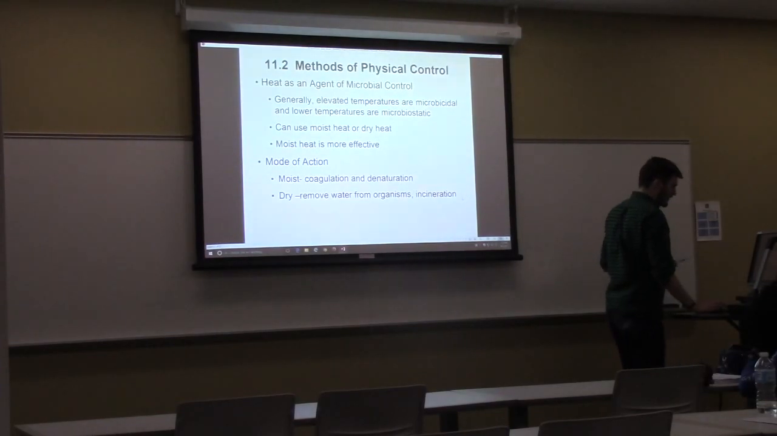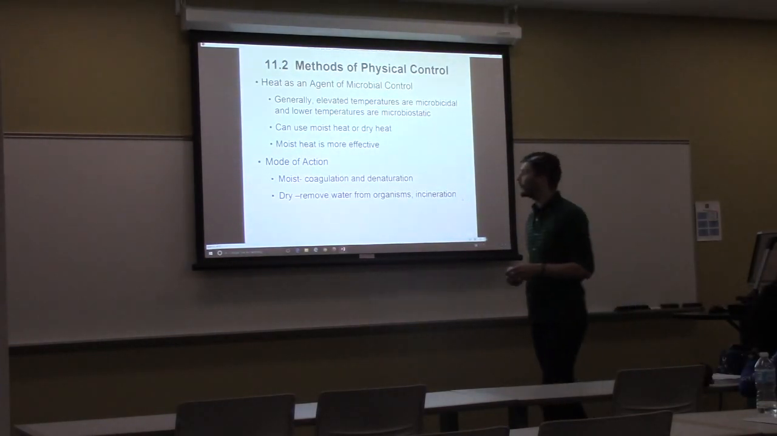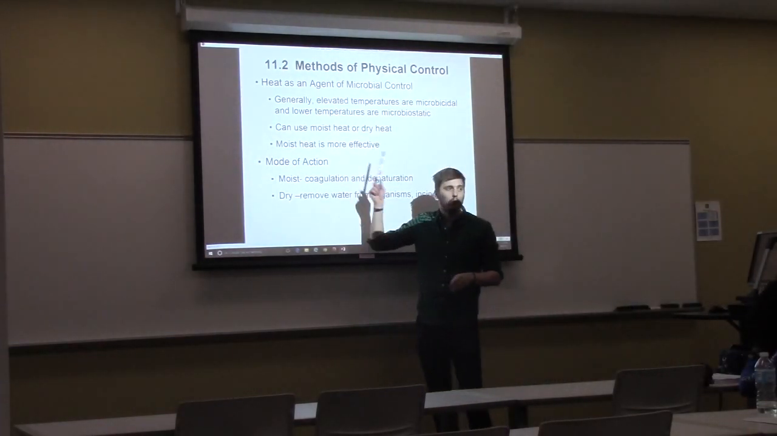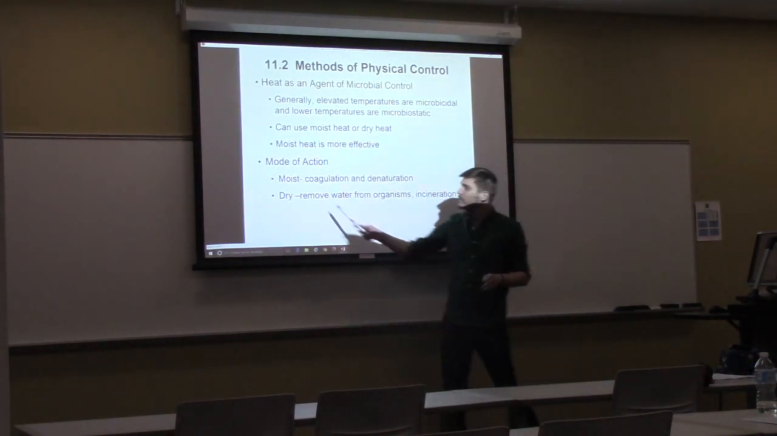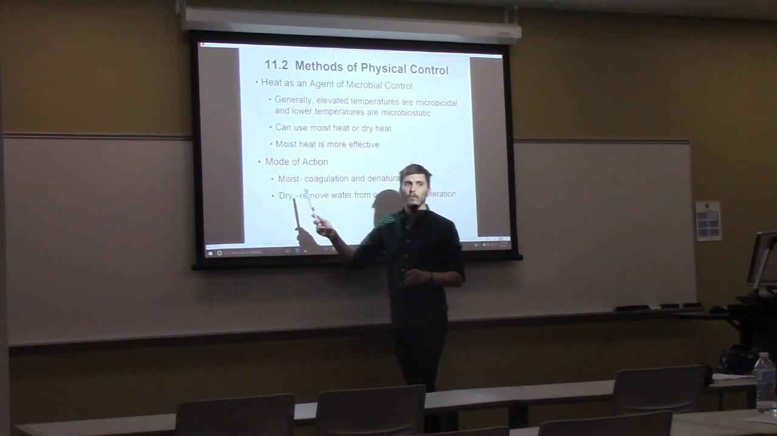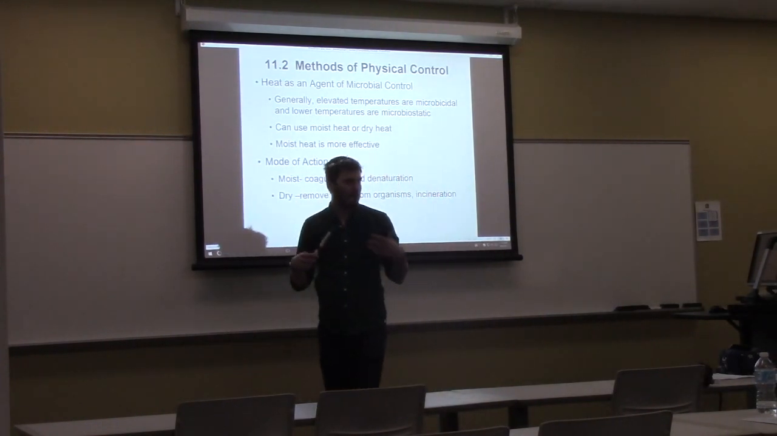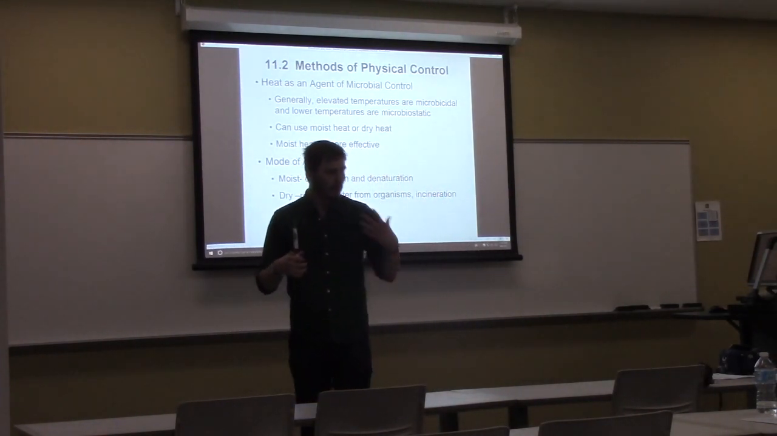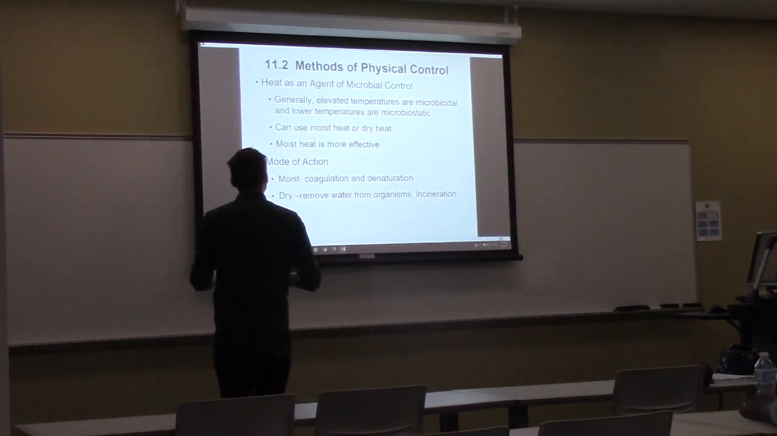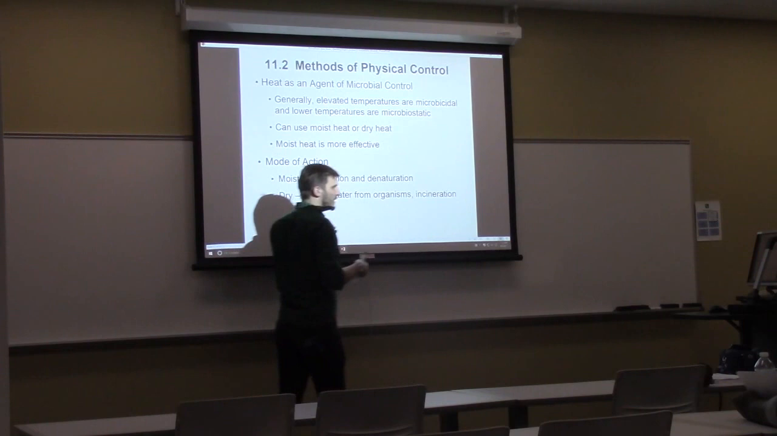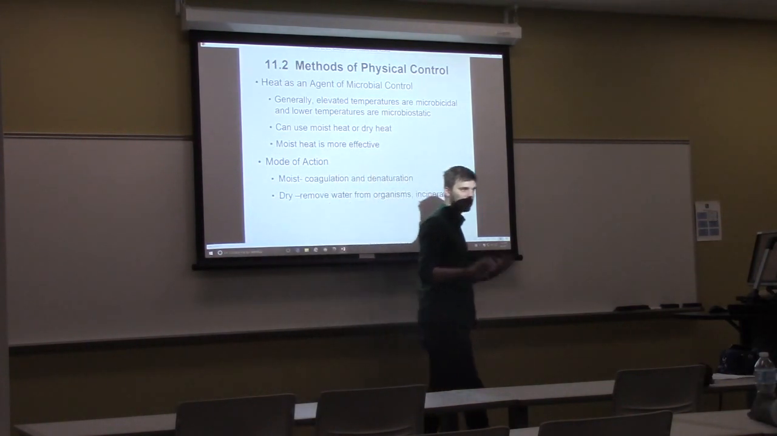Alright, so now let's get into physical control. Within physical control, it's mostly using either heat or radiation. Okay? We'll start off with heat, and you can use either moist or dry heat. Which one is more effective and efficient? Moist, right? Because you're using energized water molecules that help break the organism up. Dry heat is primarily only used when you're dealing with something that's very sensitive and can't be exposed to moisture.